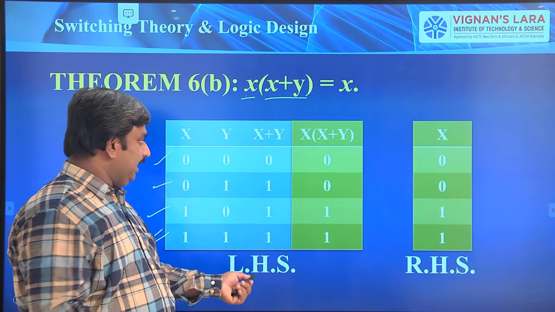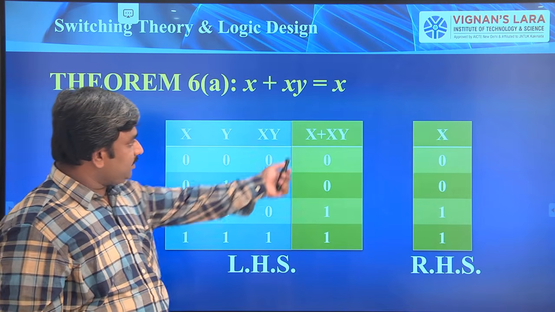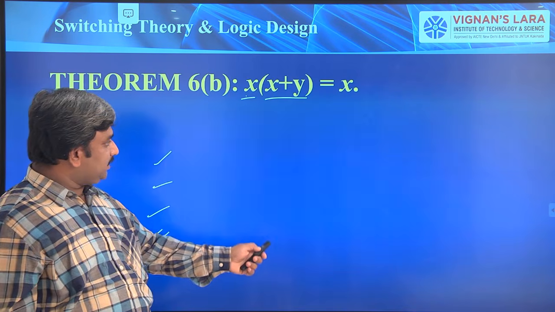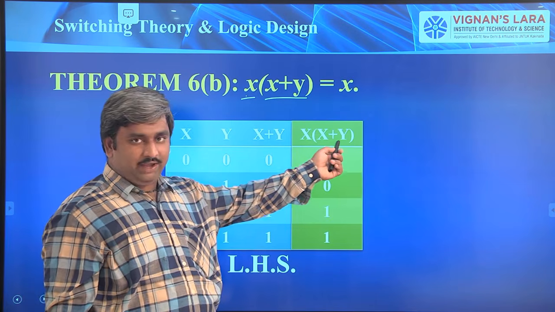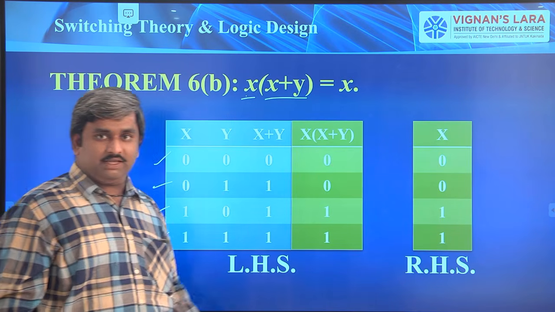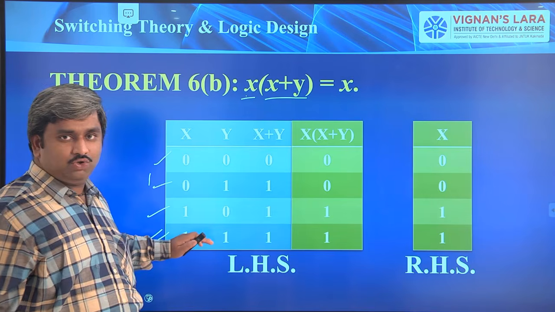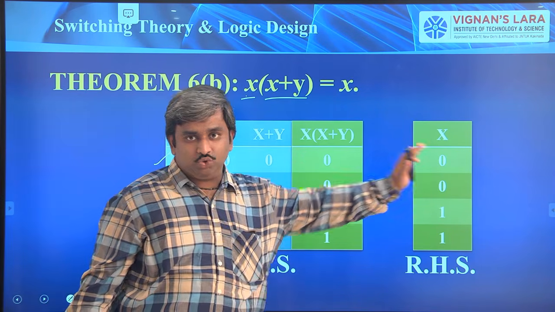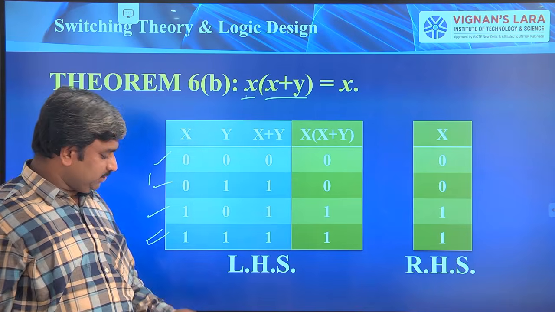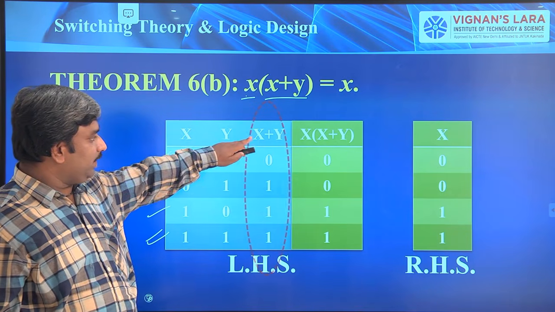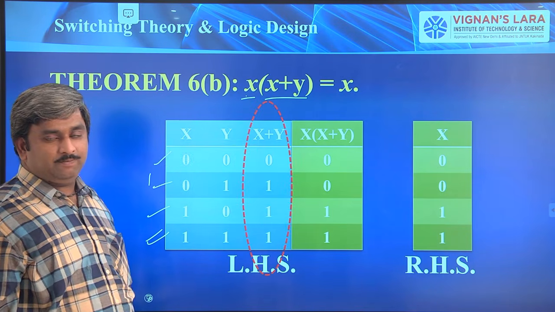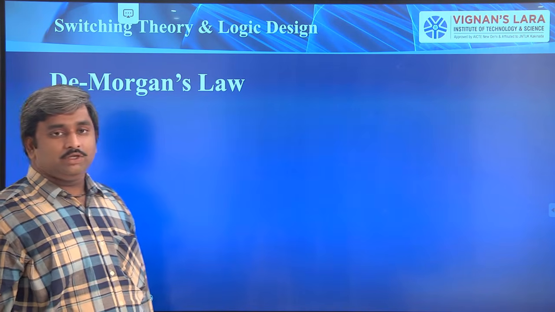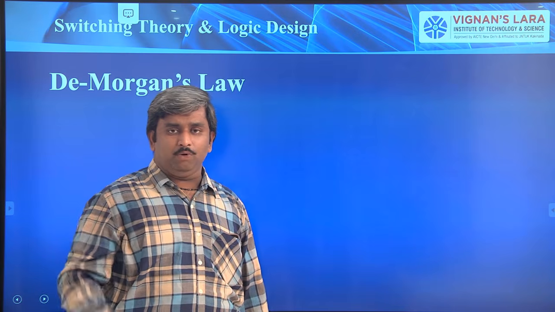In the previous slide, x plus xy and x both are the same. In this present slide, x of x plus y and x both are the same. There is no change in xy from the previous slide to the present slide. These two green color boxes also have no change. The only change is here, x plus y. In the place of x plus y only, we have a change. So these are the Boolean theorems.